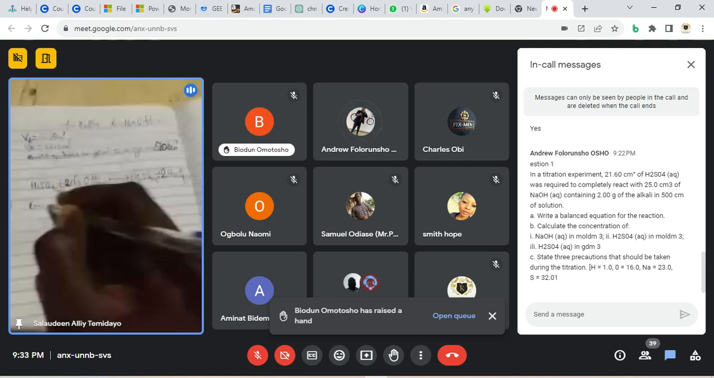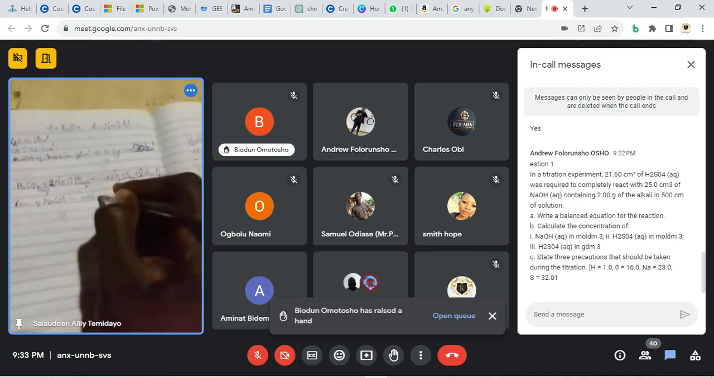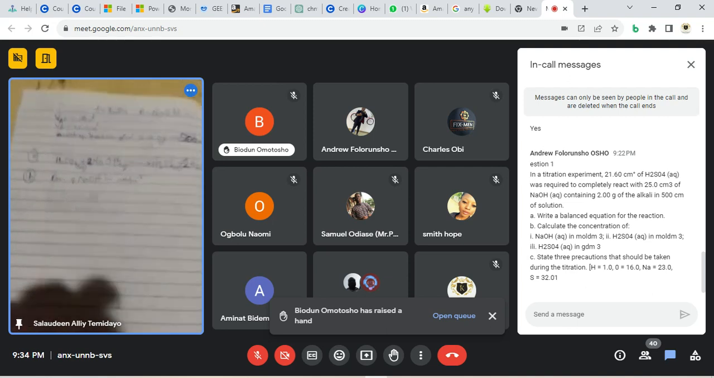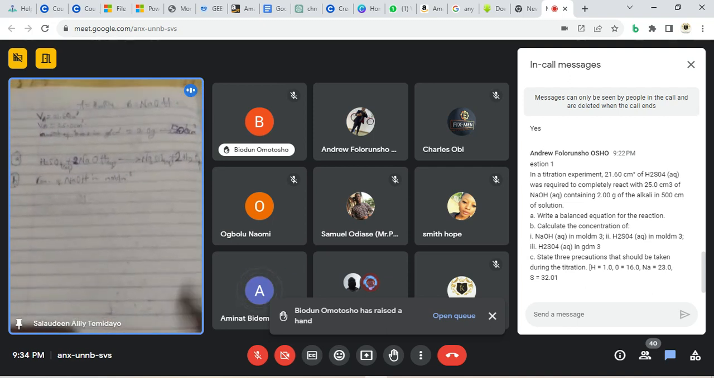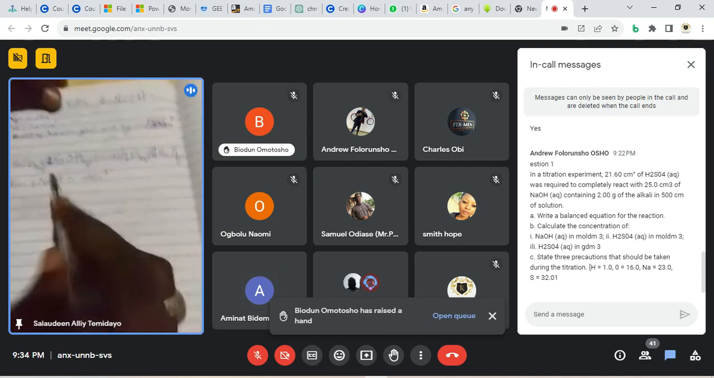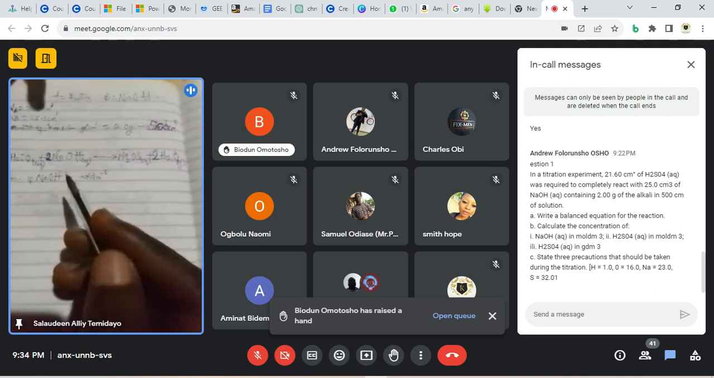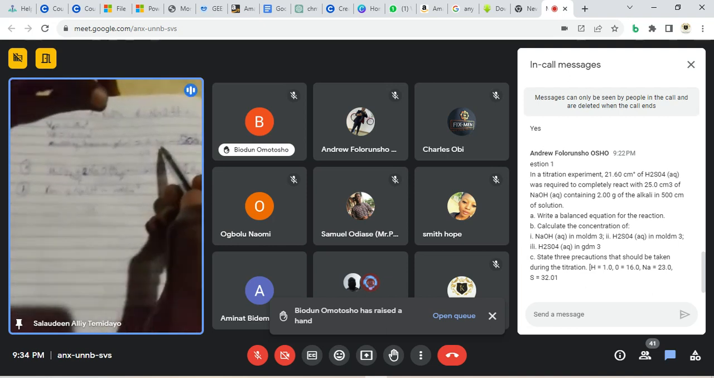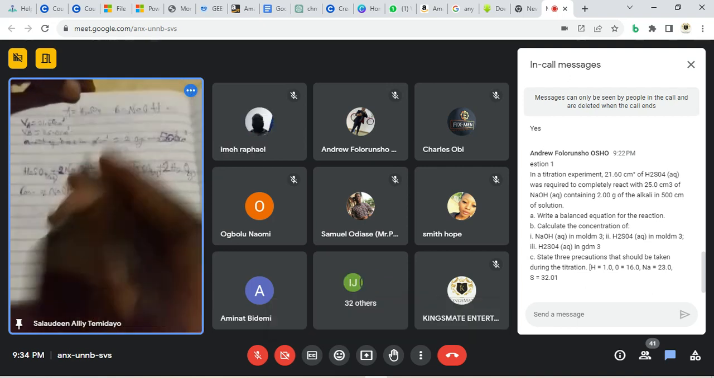Concentration of NaOH in moles per dm3. So concentration of NaOH in moles per dm3, that's what we are looking for. But we cannot just get this without knowing its concentration in grams per dm3, because that was given before. So now we have to get it first.